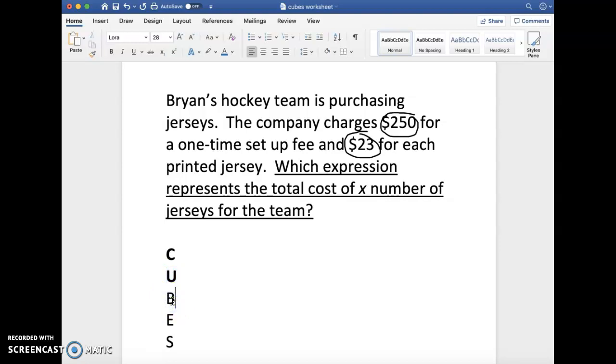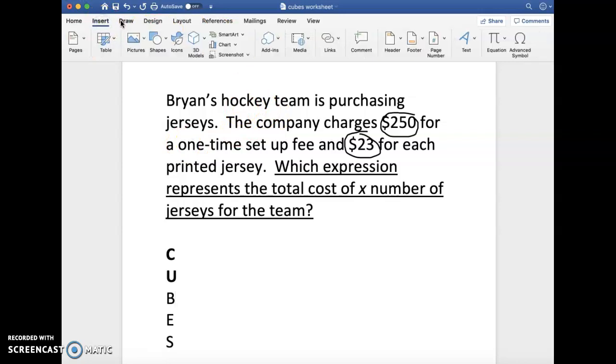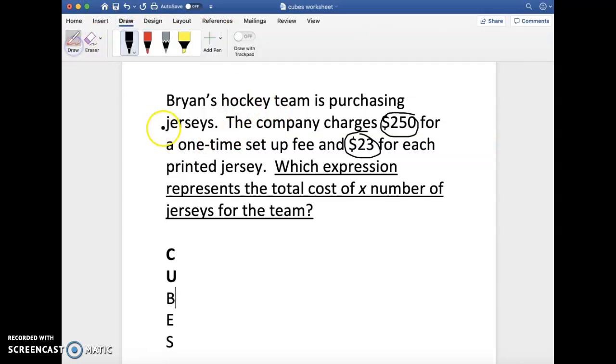Now, box any key words. So let's read through this. Brian's hockey team is purchasing jerseys. That's good to know, but we could still figure out an equation or expression without knowing that. So the company charges $250 for a one-time setup fee. That needs to be boxed, because the one-time setup fee is so important right now. So that is going to be boxed.